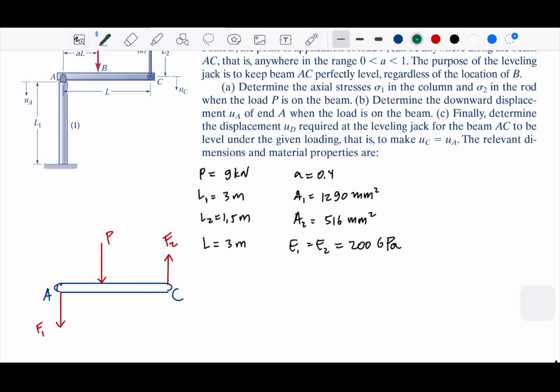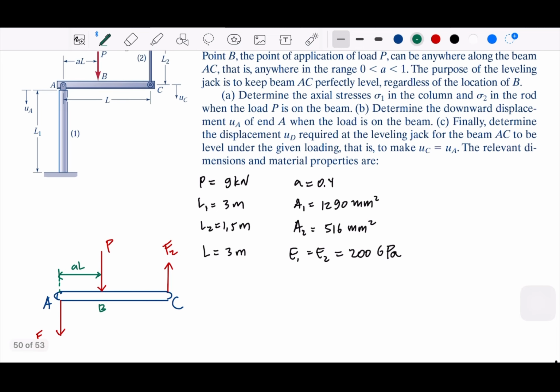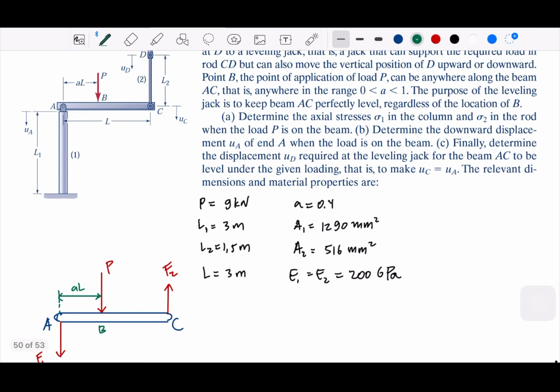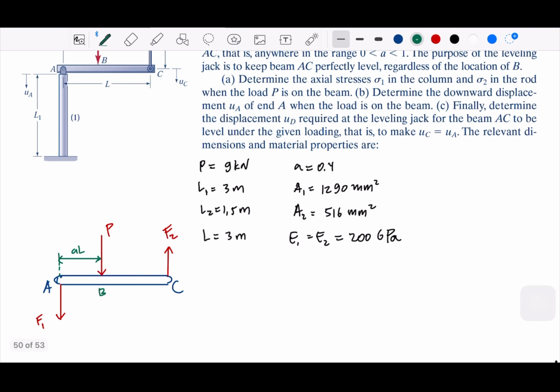And then this will be the AL, and what else? This is B, okay. What else do we have? If you want, since this whole thing is L, then this will be L minus AL, right?